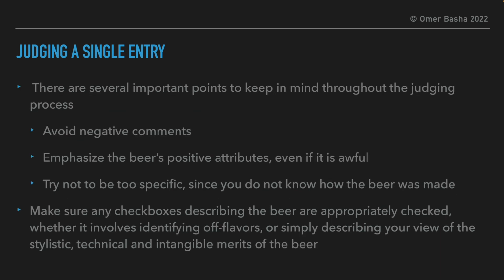A few things to keep in mind when judging a beer. The first thing is to never write any negative comments on a score sheet. When you write something negative, the reader will stop accepting criticism from you. In addition, highlight the good aspects in each beer. Even if it is terrible, look for something good. Try not to be too specific in the feedback and advice for improvement. You don't really know how the beer was made.